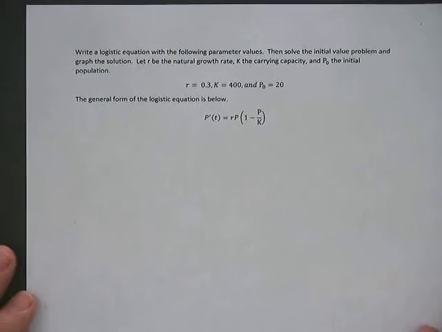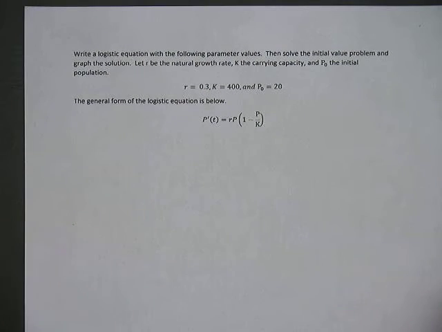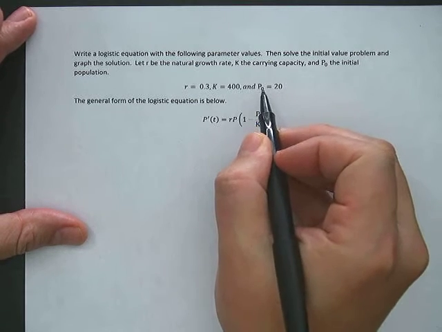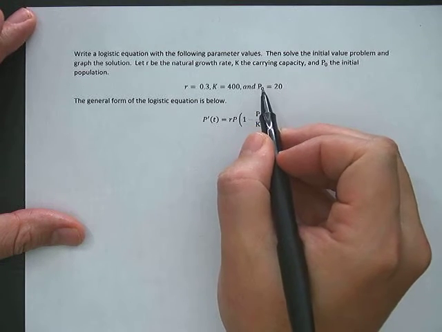Okay, on this problem, we're asked to write a logistic equation with the following parameter values, then solve the initial value problem and graph the solution. Let r be the natural growth rate, K the carrying capacity, and P sub 0 the initial population. We're given that r is equal to 0.3, K is equal to 400, and this initial condition, P naught, is equal to 20.